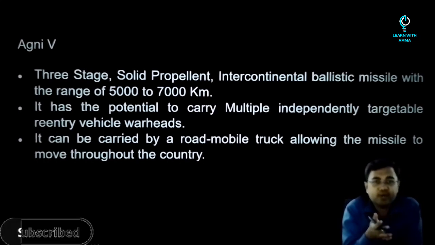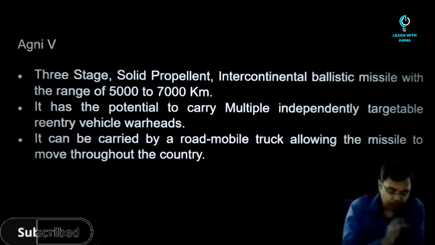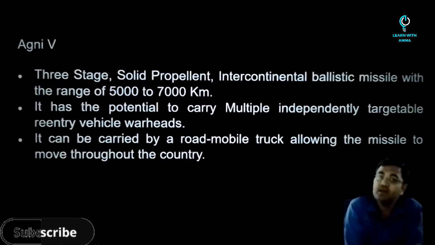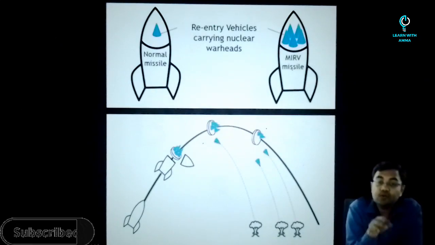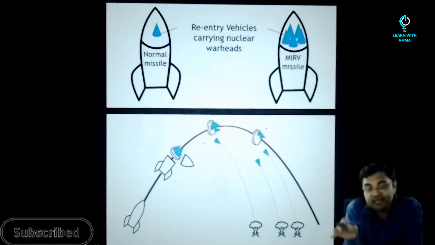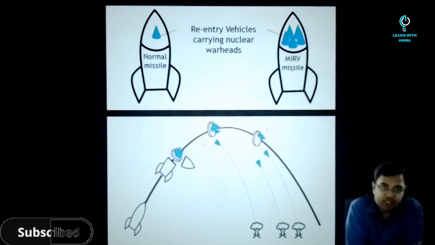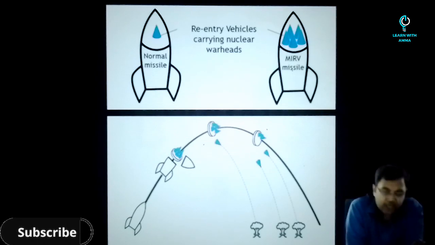So this is about Agni 5. Now, one more piece of information that you see here is that it has a potential to carry multiple independently targetable re-entry vehicle warheads. So when we are talking about multiple independently targetable re-entry vehicle, then if you look at the picture, the first picture on the top that you have, a normal missile.